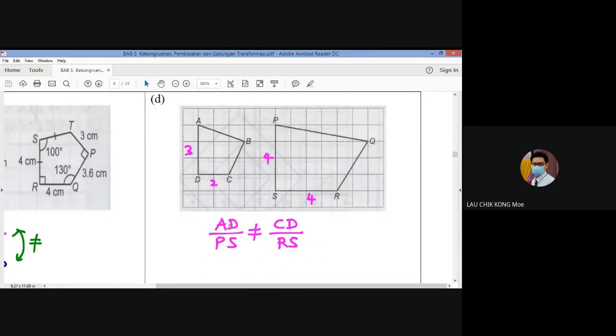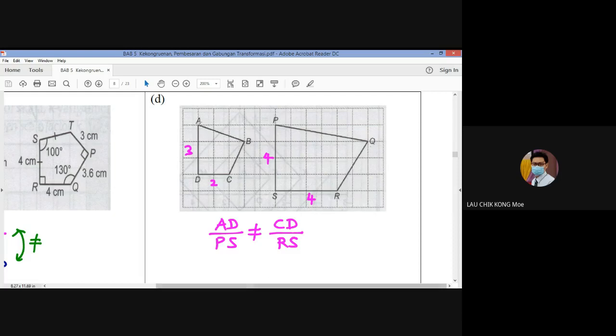AD over PS 3 over 4. Okay, and then CD over RS 2 over 4. 3 over 4 is not equal to 2 over 4, is it? So you just write down, not all ratio of the corresponding side are equal. Therefore, not similar. Bukan semua nisbah sisi sepadan adalah sama. Jadi, dia adalah tidak serupa, not similar.